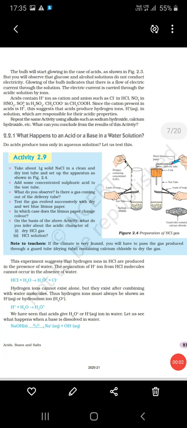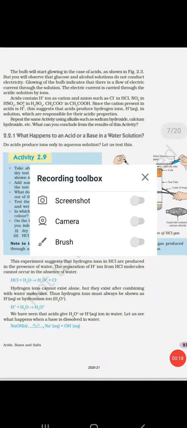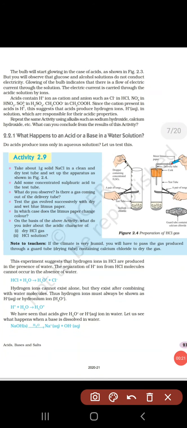Good morning, students. Today we have to learn about what happens to an acid or base in water solution. When acids or bases are mixed with water, then what happens? For explaining this, here is an activity given. Take one test tube.